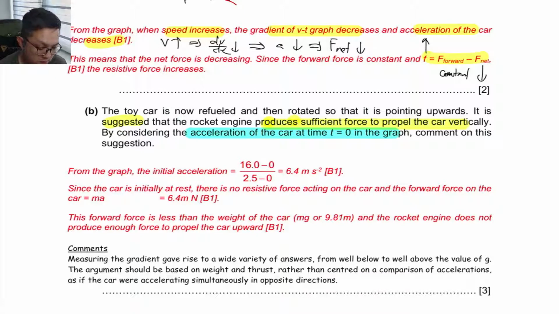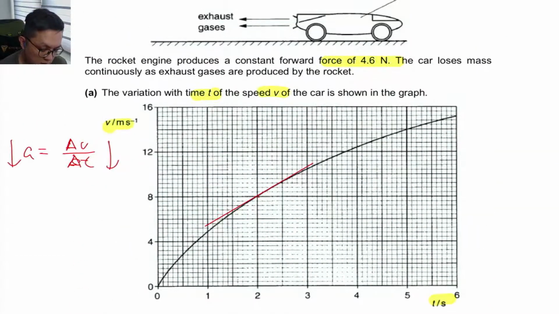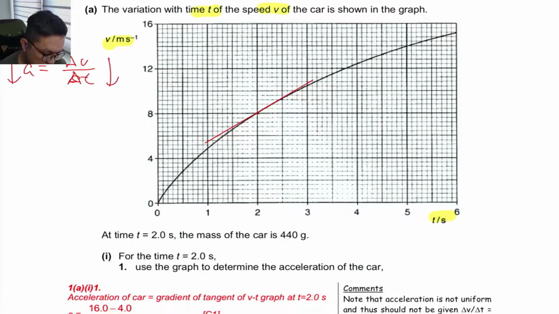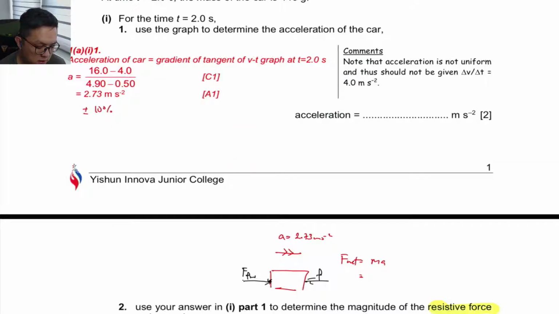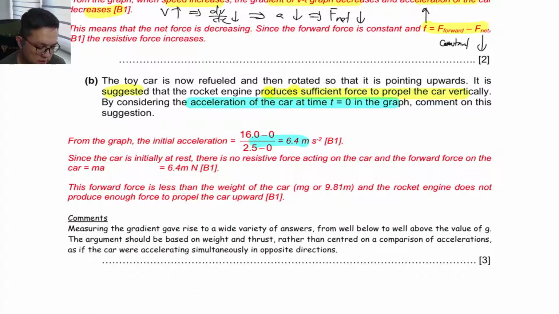Now you see the first step: you need to work out the acceleration of the car at 0 seconds. So you have to go back to the graph again and draw the tangent. The tangent is something like this, like that. Then work out the gradient again, then you get the acceleration value. Since the car is initially at rest, there's no resistive force acting on the car, and the forward force is just ma. I think for this it's easier if you draw a diagram.